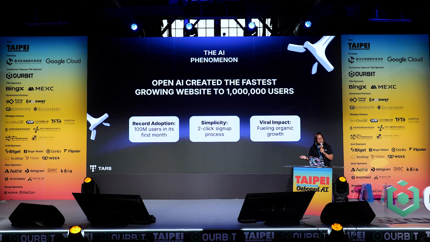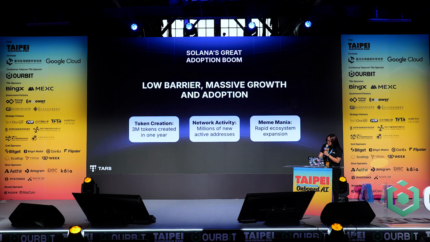Basically, like the vibe coding applications, all of it is becoming easier for all developers, whether non-technical and so on. So yeah, and also we've seen Solana's adoption, where there's a low barrier and of course massive growth in adoption, where every year we've seen millions of tokens created in one year, and of course millions of new active addresses, and of course the meme mania. I don't know if you guys have seen that before. There were a lot of meme coins launched a few months ago as well.